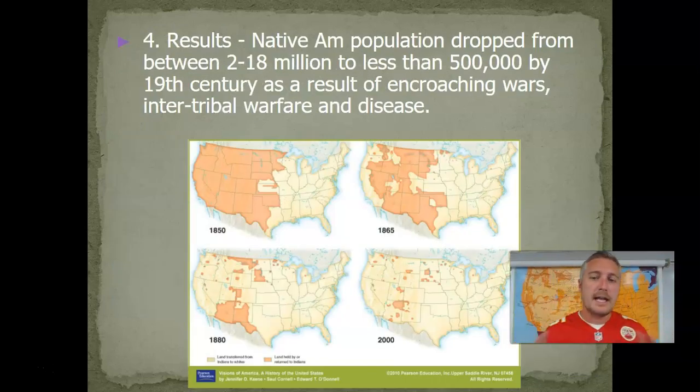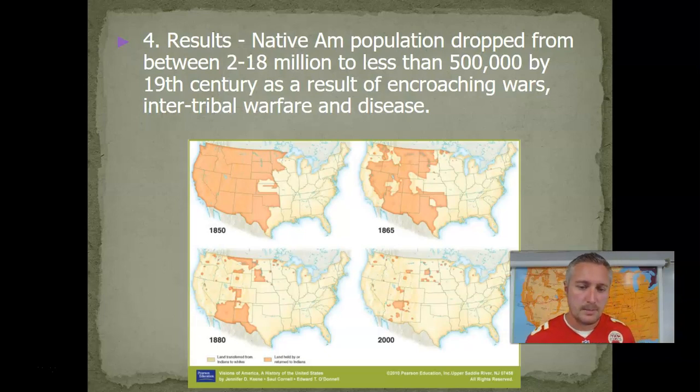Our last slide here: Native American population. Just look at these numbers. First of all, of course, there were no census records taken among Native American populations, so all representative numbers have to be estimated at this point. There were most likely somewhere between 2 and 18 million. So we'll just say in the millions, right? There were millions of Native Americans living, especially out west, during this period. By the end of the 19th century, their numbers are so decimated that there are less than 500,000 of them.